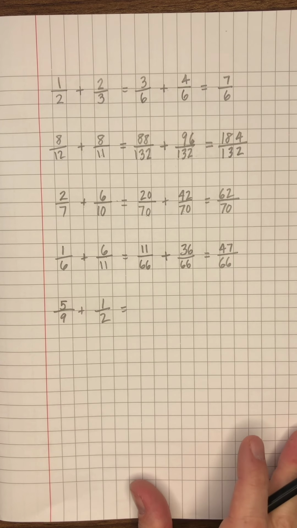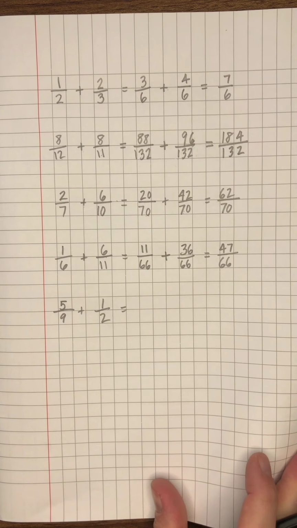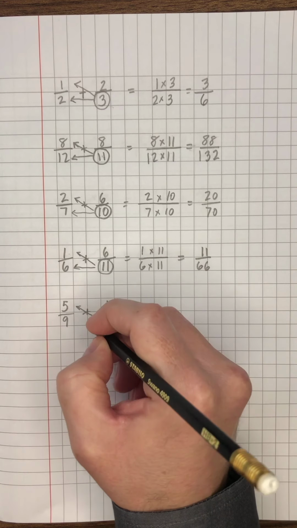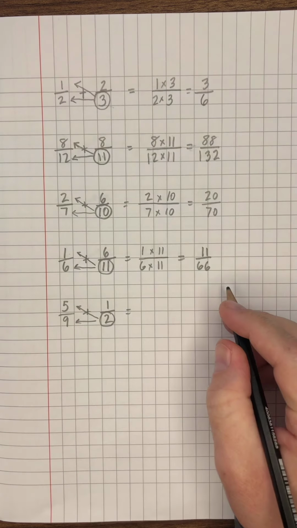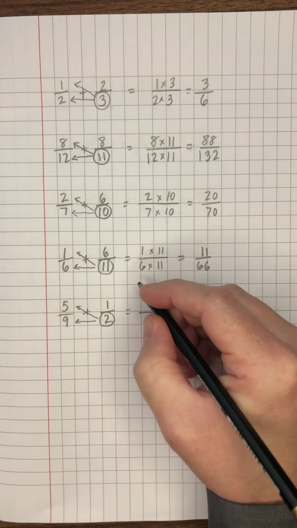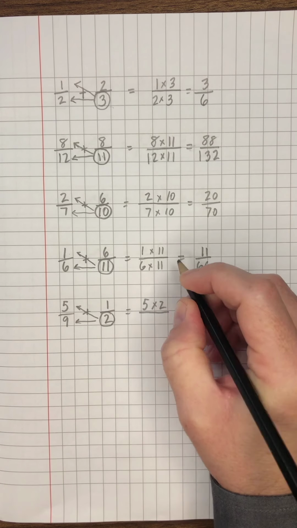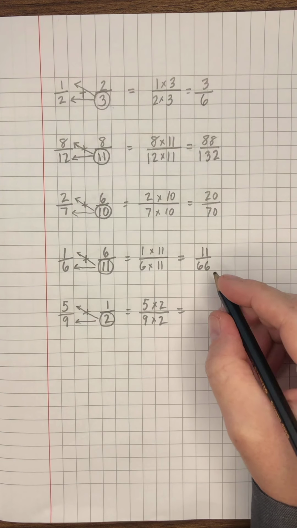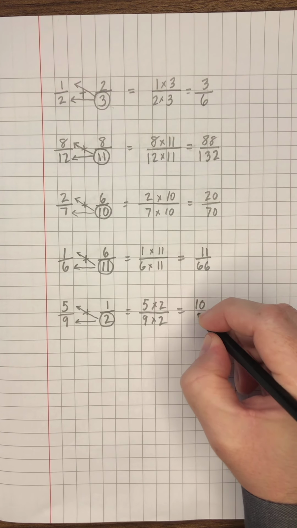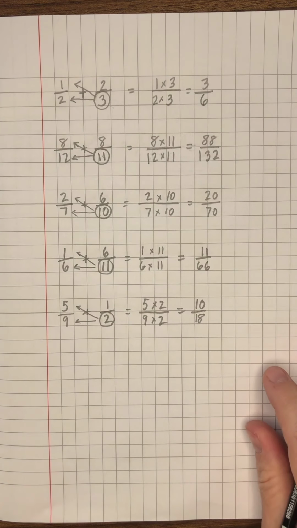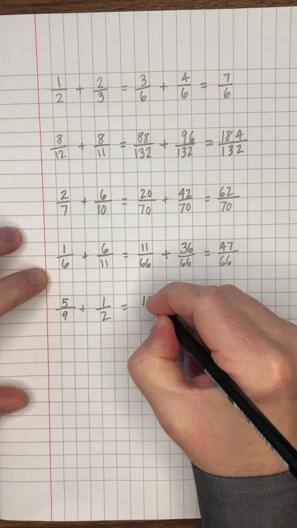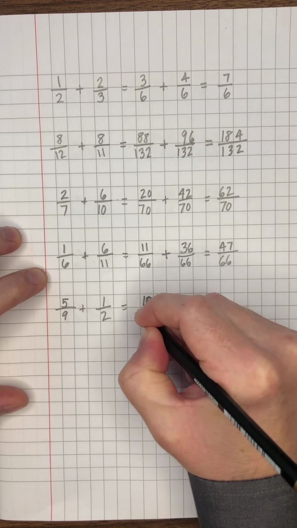Again, we will cross multiply. We'll start with the denominator 2, and we'll multiply 2 in the numerator and 2 in the denominator. So we get 5 times 2 over 9 times 2. When we multiply, we get 10/18ths. So our first equivalent fraction will be 10/18ths.